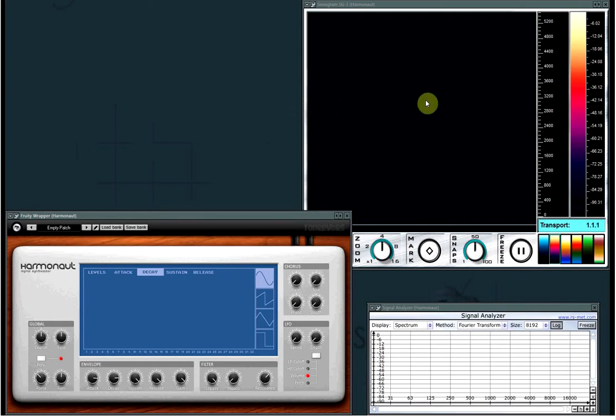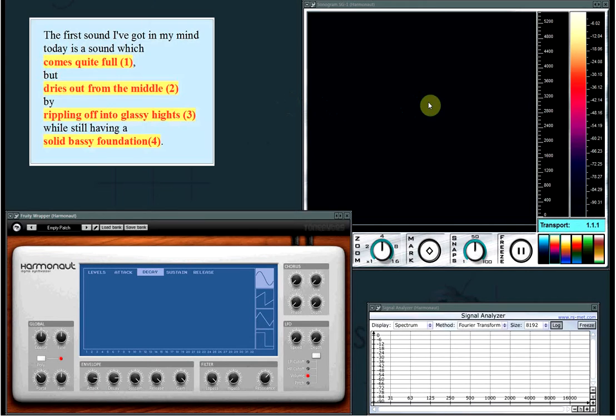Okay, the first sound I've got in my mind today is a sound which comes quite full but dries out from the middle by rippling off into, let's say, glassy heights while still having a solid bassy foundation.